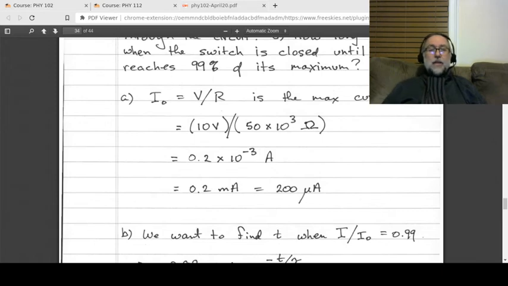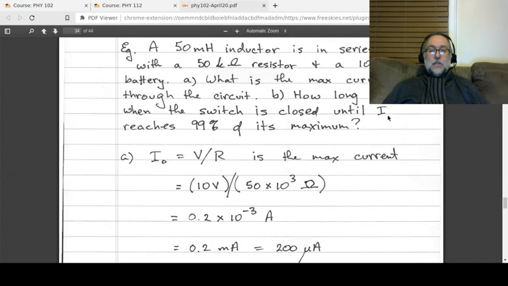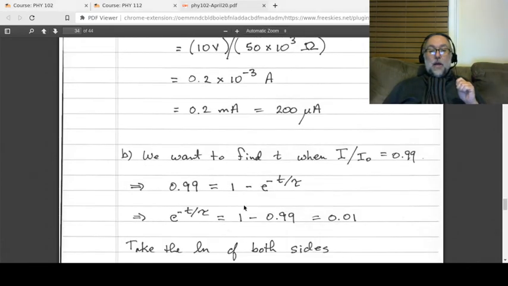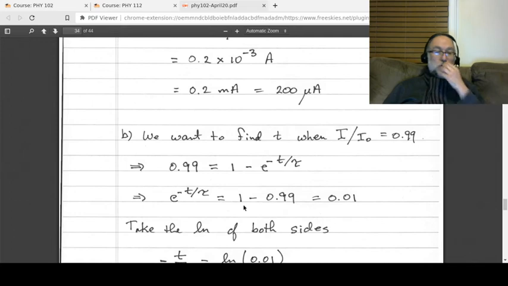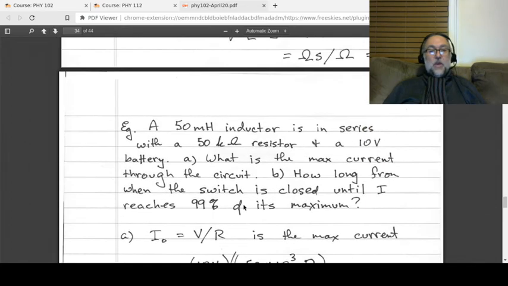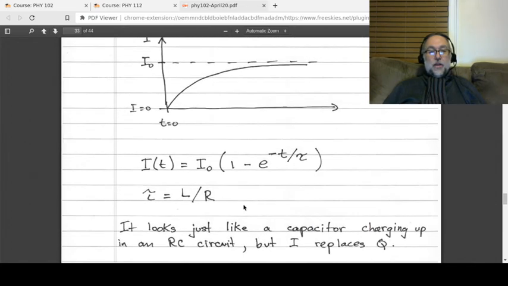Now the next part says, we want to know how long it takes from when I close the switch and start the current going. So the current is at 0, I close the switch, and the current starts to wind up until I reach 99% of the maximum current. Well, for this one, we want to use this equation right here.